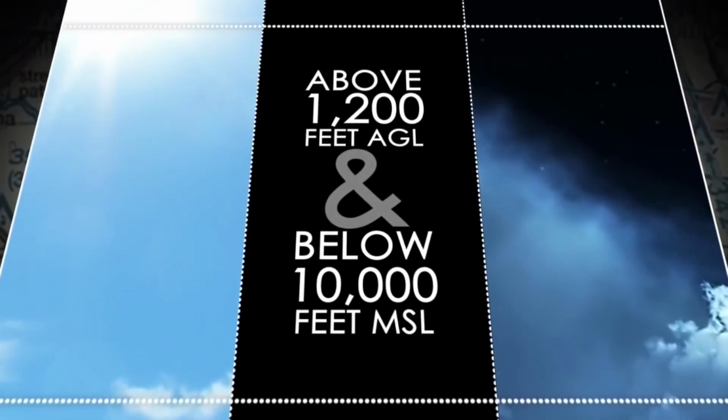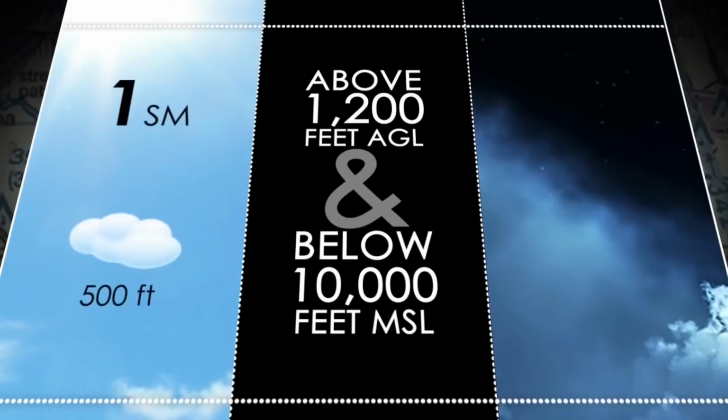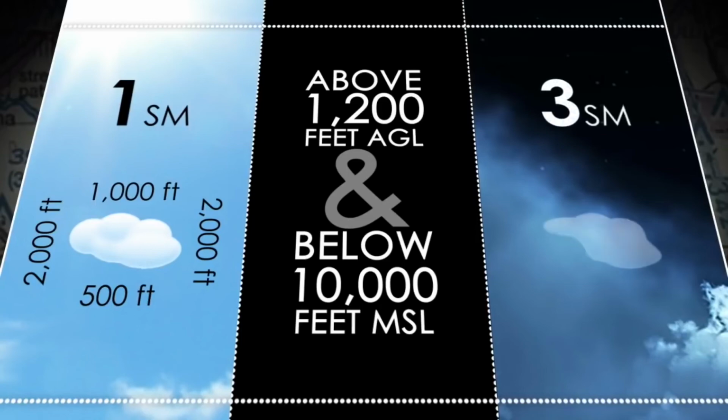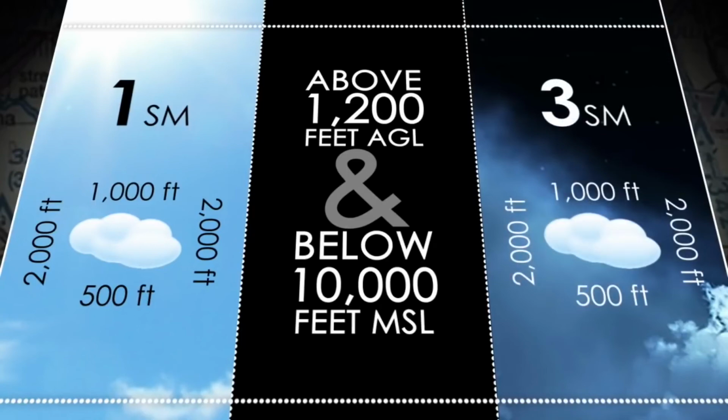When flying above 1,200 feet AGL, but less than 10,000 feet MSL during the day, the minimum visibility is 1 statute mile, and again, 500 feet below, 1,000 feet above, and 2,000 feet horizontally from clouds. At night, the visibility is once again 3 statute miles, and the same 5, 1, and 2 for cloud clearances.